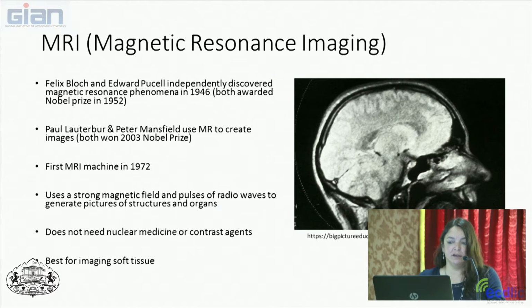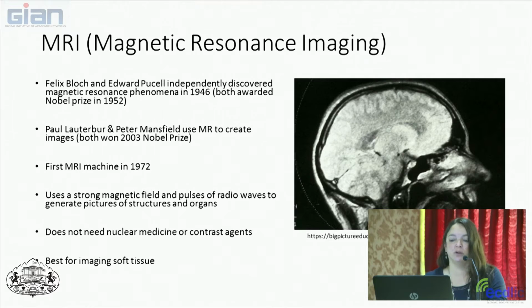MRIs use strong magnetic fields and pulses of radio waves to generate pictures of structures and organs. The great thing about MRIs is that they don't need nuclear medicine or contrast agents. So you don't put any ionizing radiation in, and the person isn't exposed to any harmful rays. And you don't have to use contrast methods to get a very nice image. They're sometimes used in special cases of trying to look at special things, and we'll talk about that with MRI.